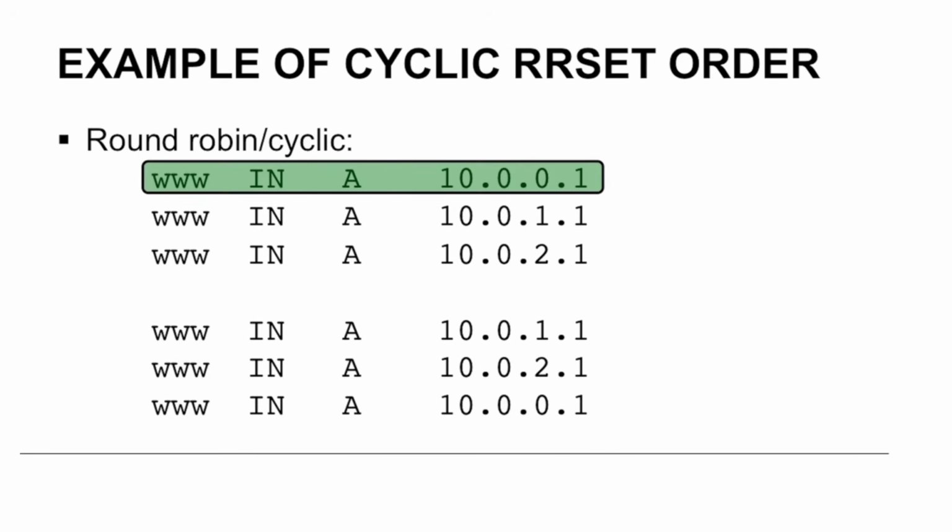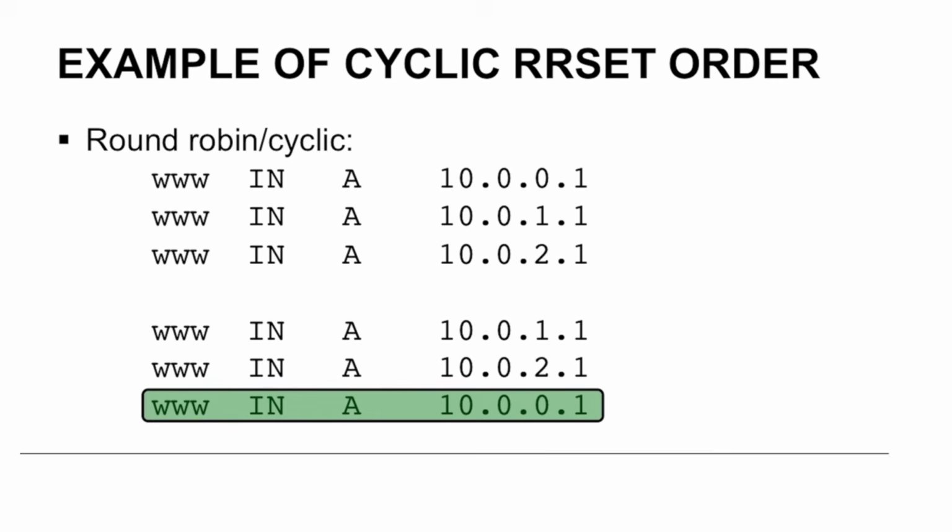Here's an example of round robin or cyclic at work. See how the first record returned in the first response becomes the last record returned in the second? In the next response, 10.0.1.1 would be rotated to the end, so 10.0.2.1 would become the first record returned.